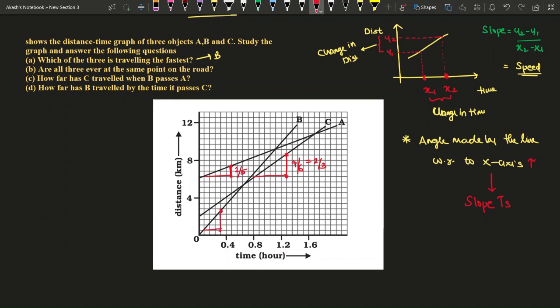Change in x-axis is 1, 2, 3, 4. Sorry, y-axis is 3, 4. 1, 2, 3, 4 by 3. So you can understand regarding C, that is 2 by 3. Regarding A, that is 2 by 5. Regarding B is 4 by 3. See, this is more steeper. Understood? That means the slope will be higher for B. That is why it is going to be faster.